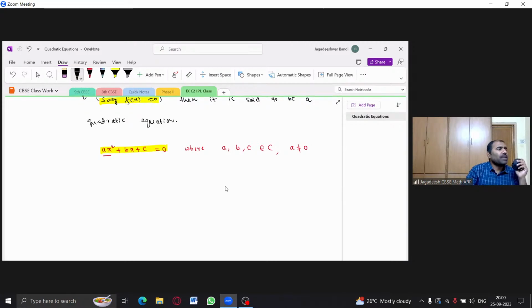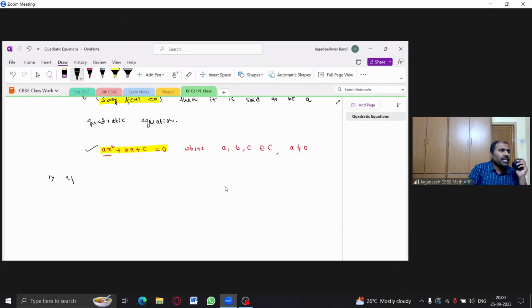Okay, fine. Now, the standard form of a quadratic equation is ax square plus bx plus c, where a is not equal to 0 and a, b, c belong to complex numbers. Of course, you can take real also. If it is real, then it is called a real quadratic equation. If it is complex, then it is called a complex quadratic equation. Already that point we have covered. Fine. So let us observe some cases.